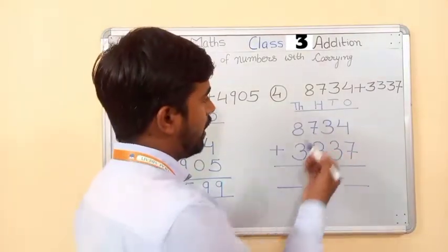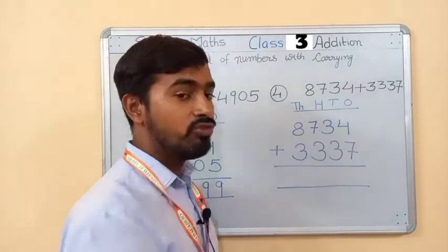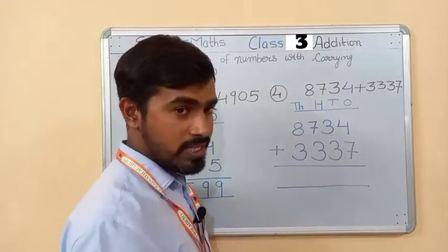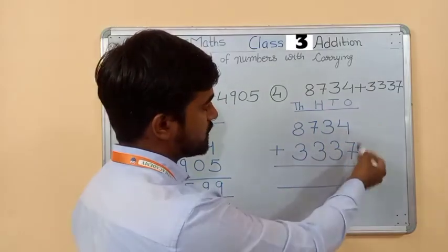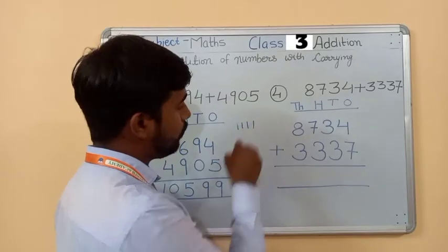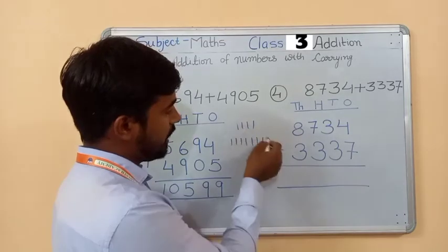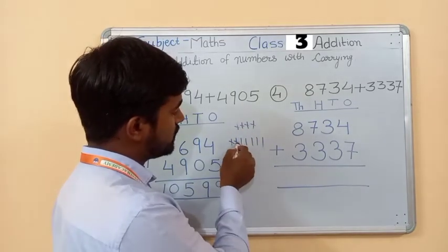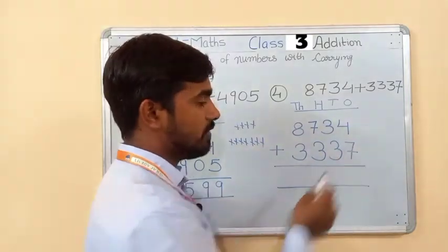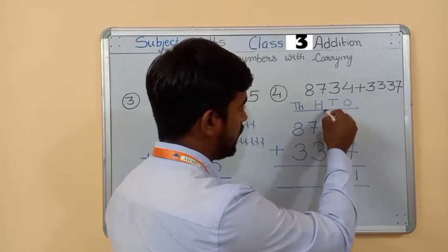Now add 8,734 and 3,337. First of all, add the ones place value. So 4 plus 7. How to add these numbers? First draw 4 lines, now 7 lines. Add these lines: 1, 2, 3, 4, 5, 6, 7, 8, 9, 10, 11. So 4 plus 7 is 11. Write 1 here, and the carry goes to the next number.